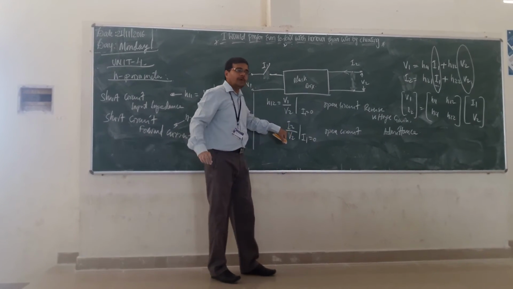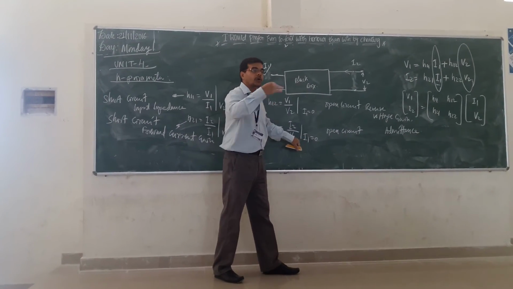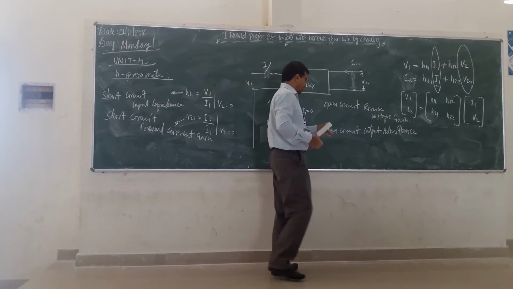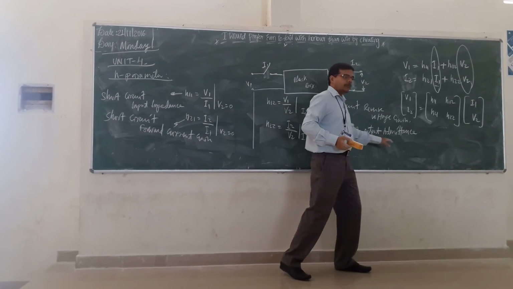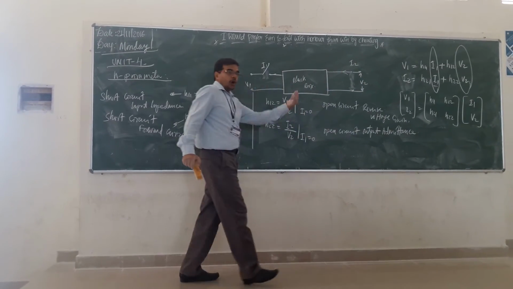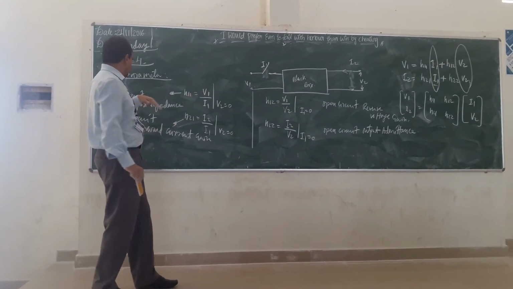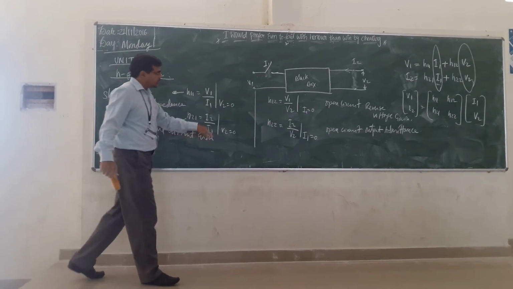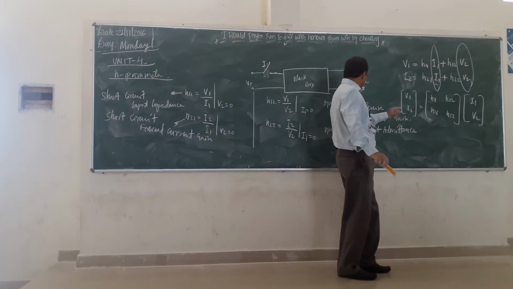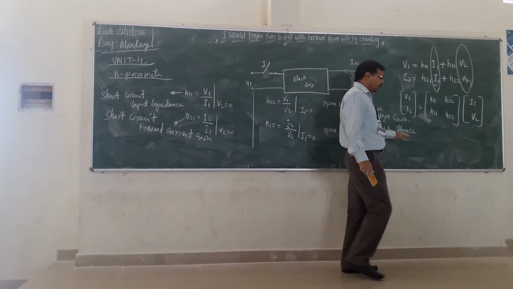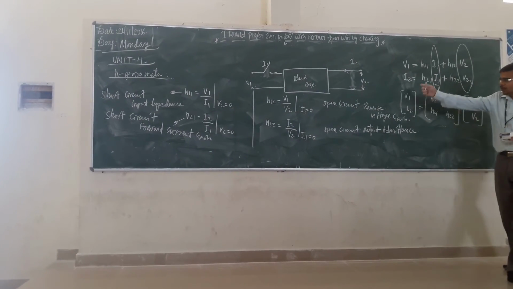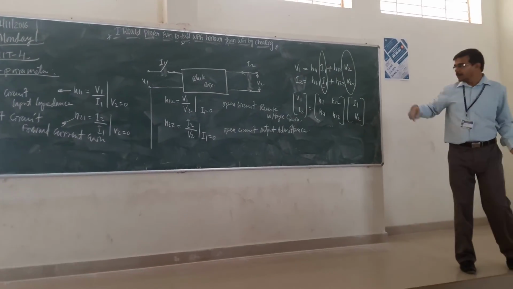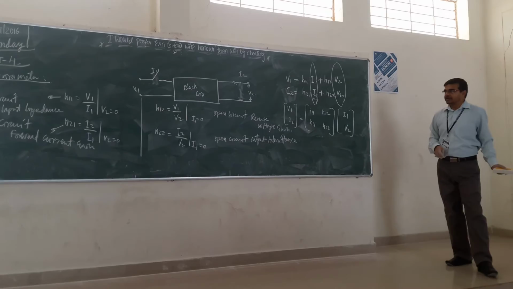It is your I2 by V2. So it is your output. So we are having open circuit output admittance. So all the H parameters that we are having: short circuit input impedance, short circuit forward current gain, open circuit reverse voltage gain, and open circuit output admittance. So we have seen how those names are coming.